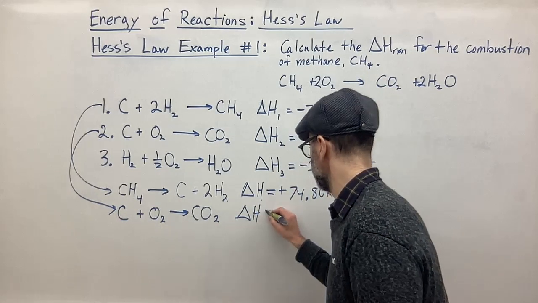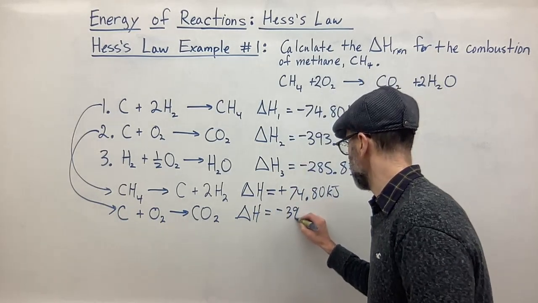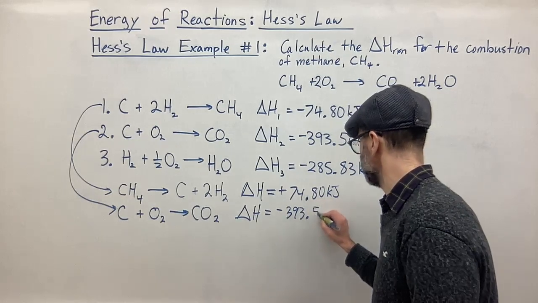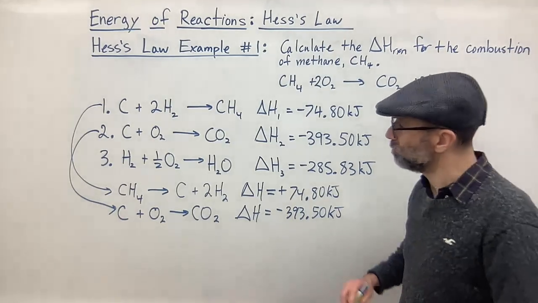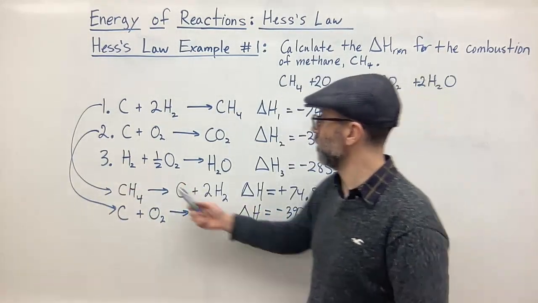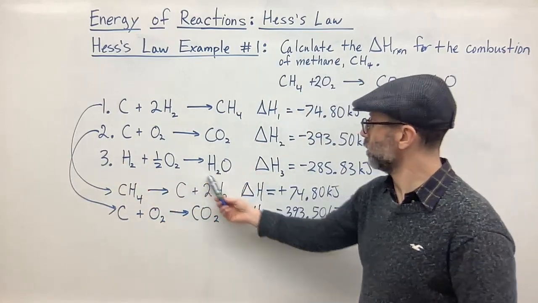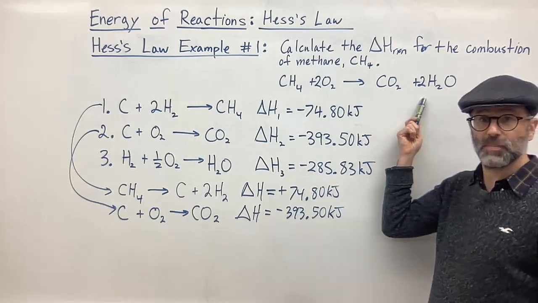So we didn't really do anything to this one. We didn't have to. So this is going to be negative 393.50 kilojoules. All right, now what about our third one? Now you'll notice here that I have water as a product here, and I have water as a product here.